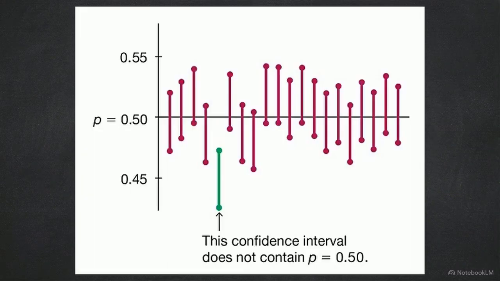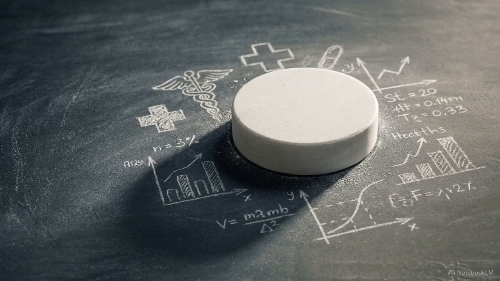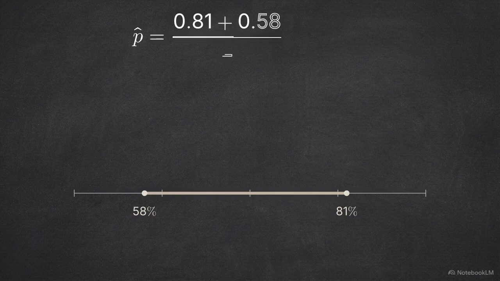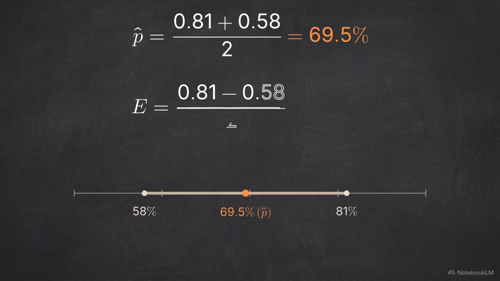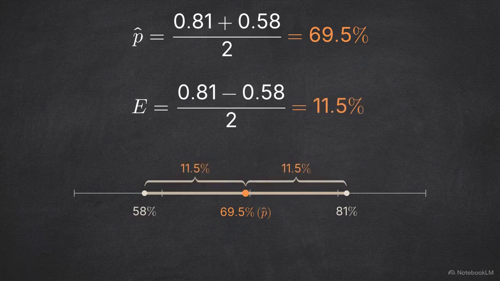This plot visualizes 95% confidence intervals. For instance, a study in the Journal of the American Medical Association on nicotine patch therapy reported a 95% confidence interval spanning from 58% to 81%. We extract the point estimate, p hat, by averaging the upper and lower limits. Adding 0.81 and 0.58 and dividing by 2 reveals 69.5%.